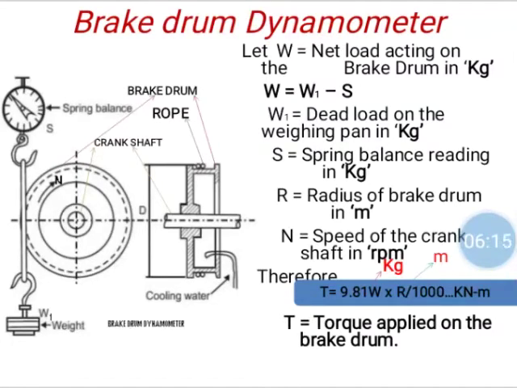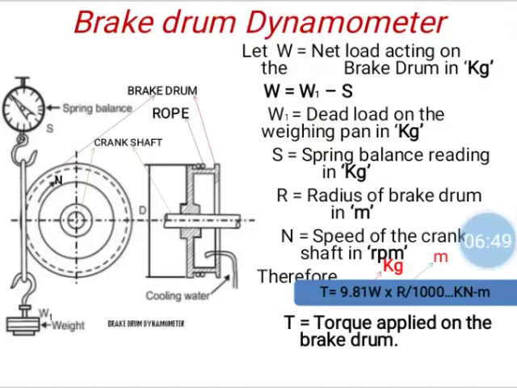So from this information, we are calculating the braking torque T applied on the brake drum as a result of a wire rope wound around the brake drum. This braking torque is nothing but the amount of torque absorbed. So T is equal to 9.81 into W into R divided by 1000.